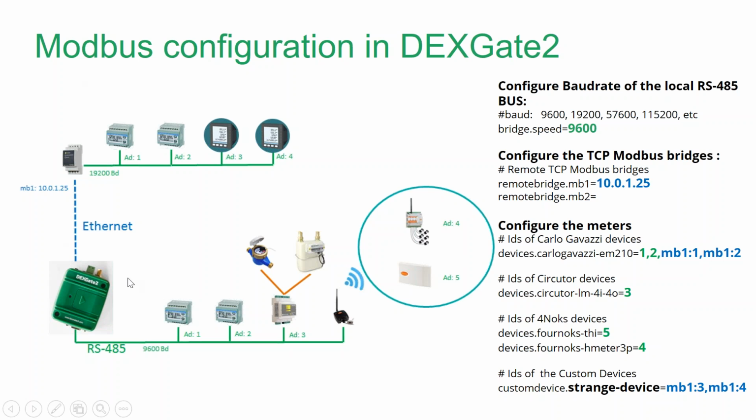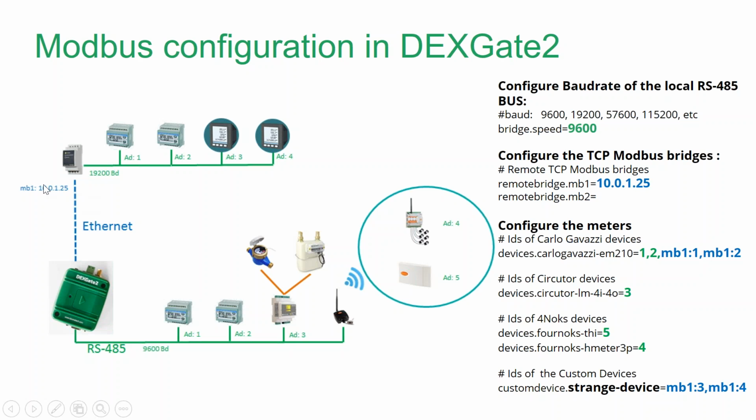And what about the Modbus TCP devices? I told you before that we will try to point first to the IP of the bridge. So this is what I've done here. Here you have to configure all the remote TCP Modbus bridges. I have just one, that is this MB1, and it has this IP that I previously configured, okay? And once the Modbus bridge is configured, it is the same as before. Just put the addresses on the correct line.